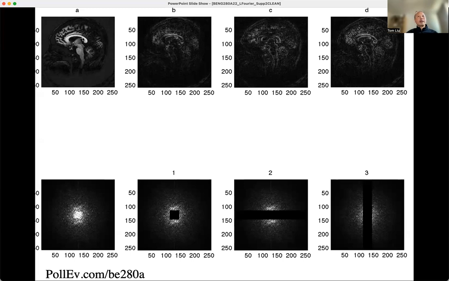I'm just trying to get a sense of where people are in case we need to review things. So A corresponds to this. So this is your image. This is your Fourier space. And these are different images, B, C, and D. And these are the corresponding 1, 2, and 3. So basically you want to match B to either 1, 2, or 3, C to either 1, 2, or 3, and D to either 1, 2, 3. So go ahead and take a look at this. And essentially in your answer, you can just say B goes to 1 or B goes to 2, C goes to 1, D goes to 3, and so on and so forth.